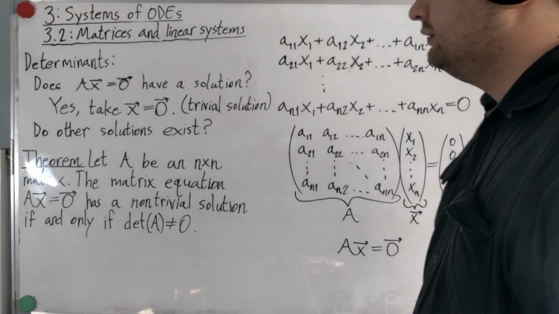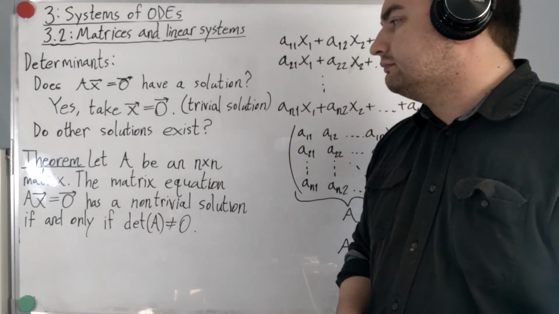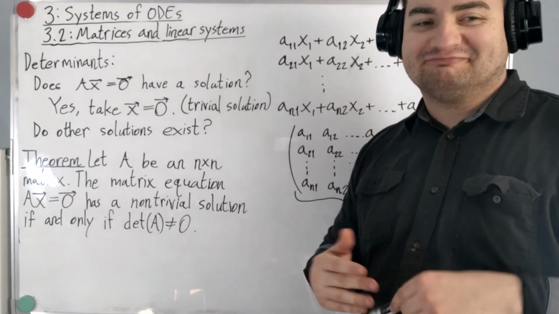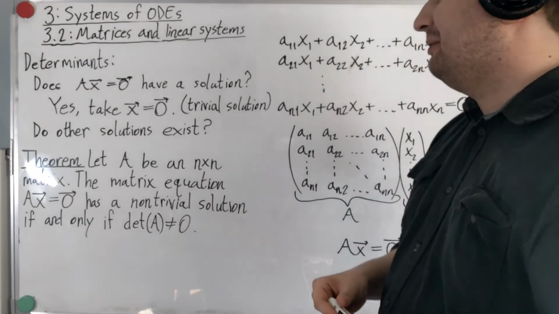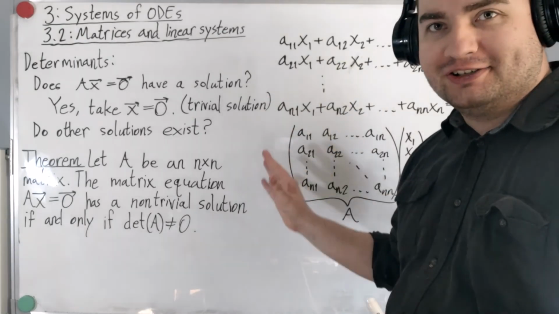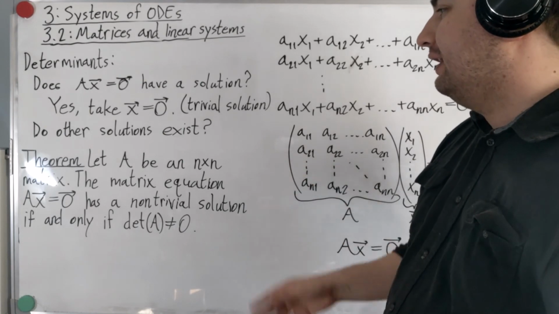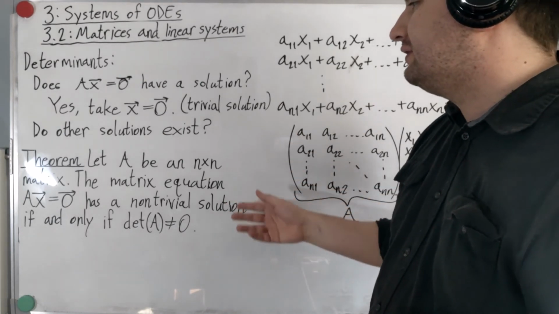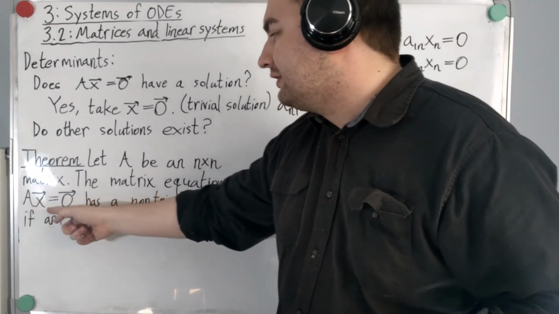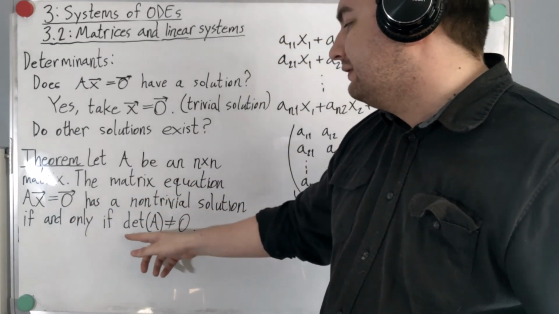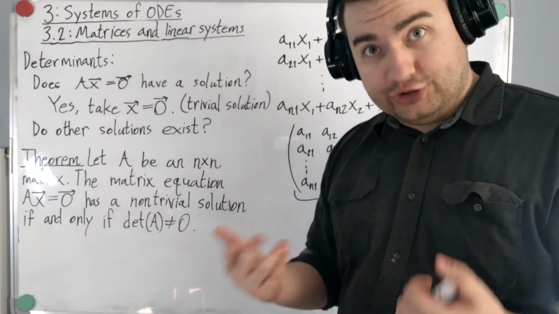I'm getting ahead of myself. We'll see in future lectures how this is important. For right now, just keep it in mind that we're going to be very concerned with equations of this form, and just know that they have a non-trivial solution if and only if the determinant of A is non-zero.